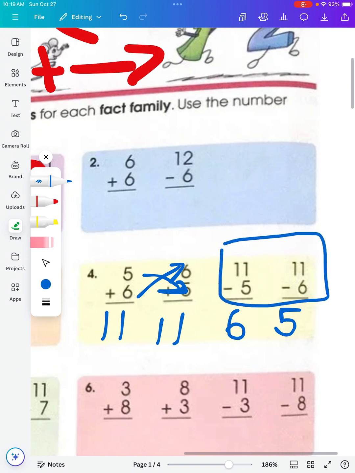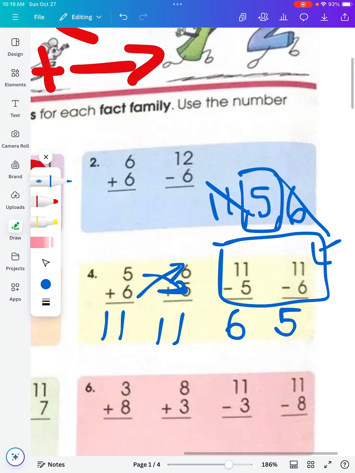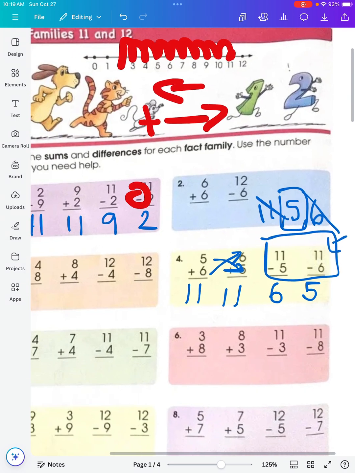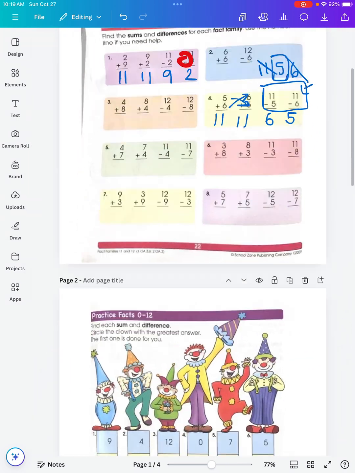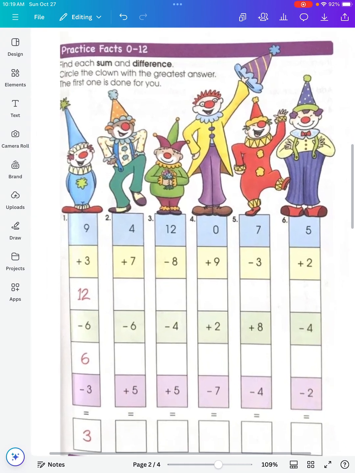These look like they aren't in the same fact family, but they are. This fact family would be 11, 5, and 6. And if in this equation 11 minus 6, 11 and 6 were already used, then the answer would be 5. Okay, let's move on to the next page.